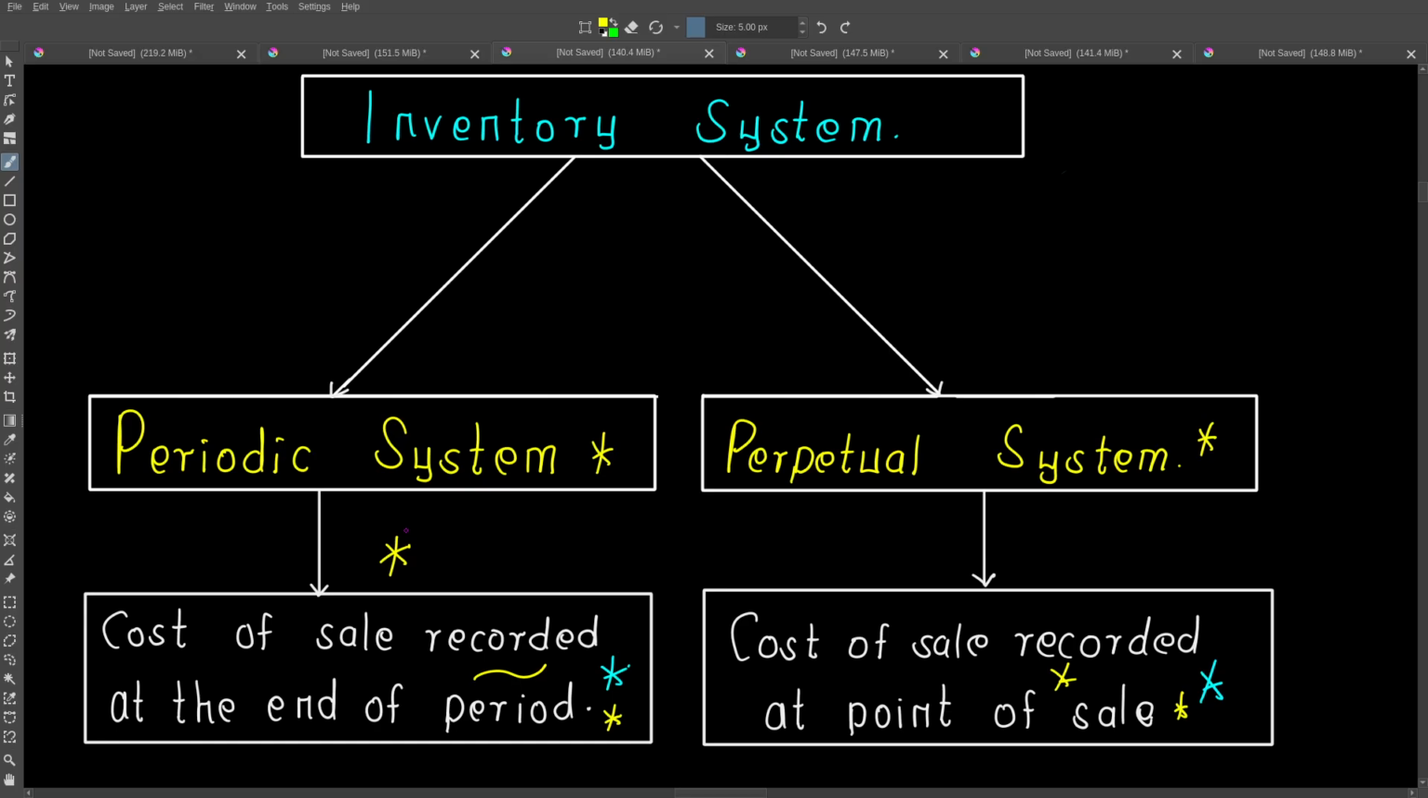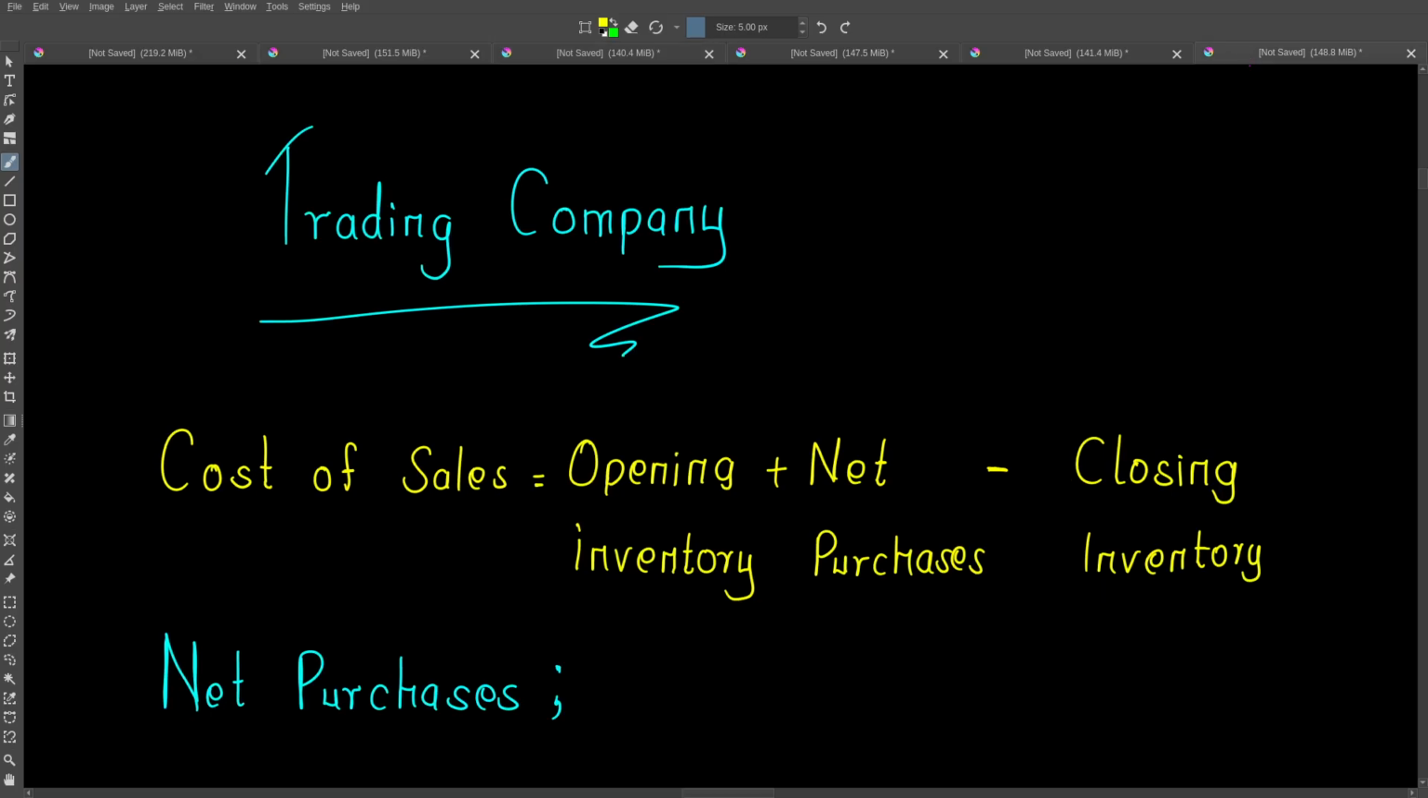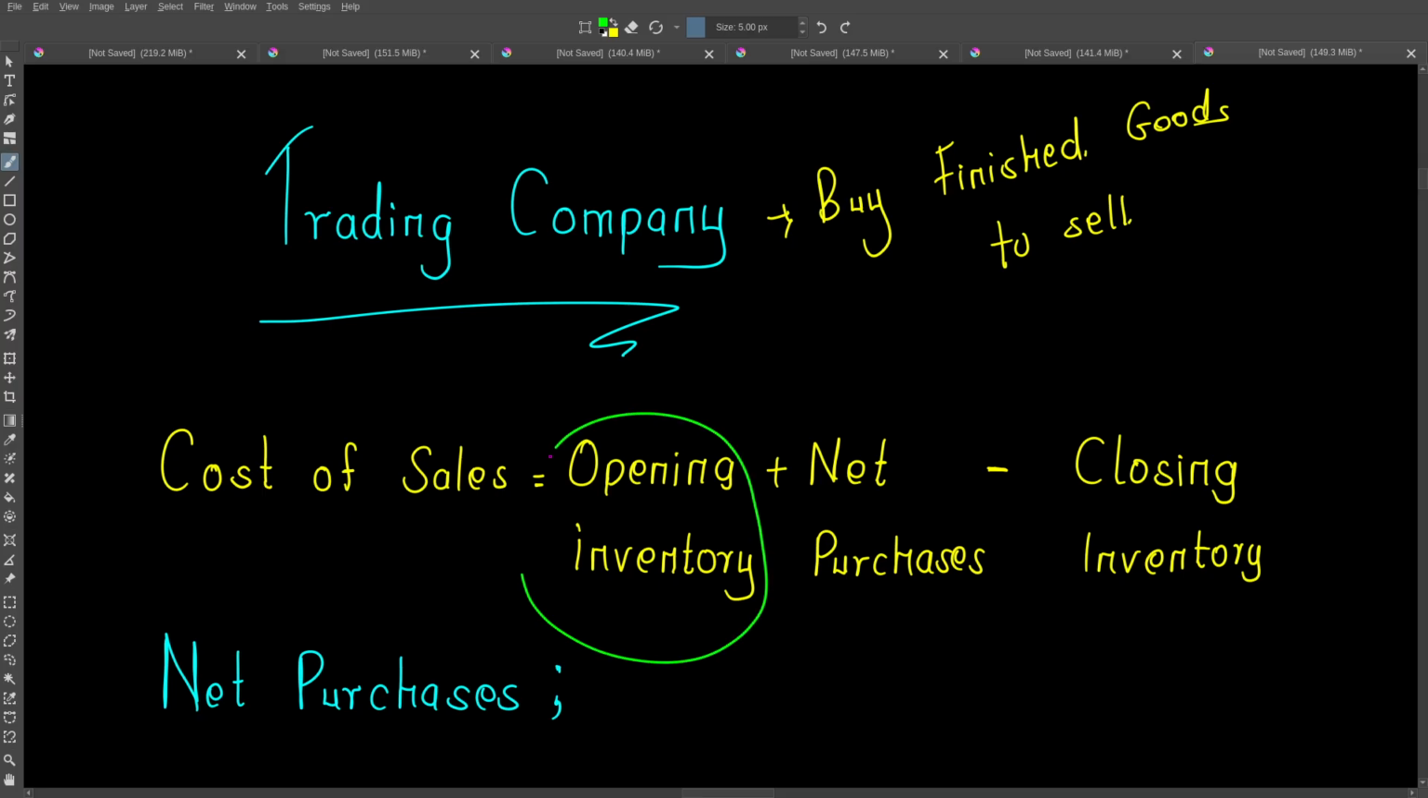Today, let us look at the periodic system, specifically when we are dealing with a trading company, that is a company that is buying finished goods to sell. We are going to look in the next video at what happens for manufacturing companies, but this one is a company that is buying finished goods to sell. So the cost of sale is basically going to be the opening inventory. That is the inventory that is there at the beginning of a certain accounting period.